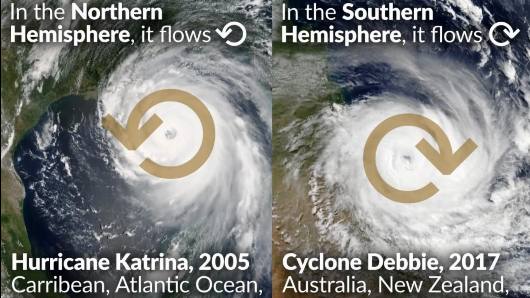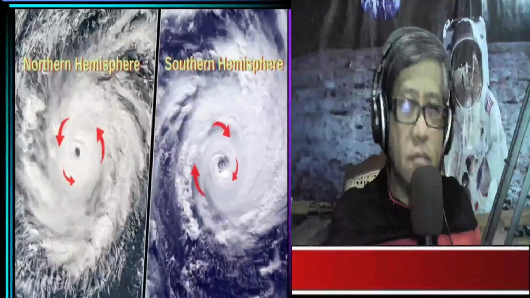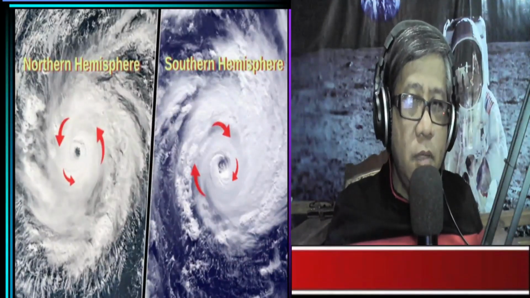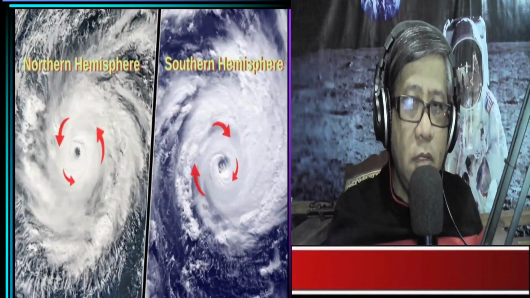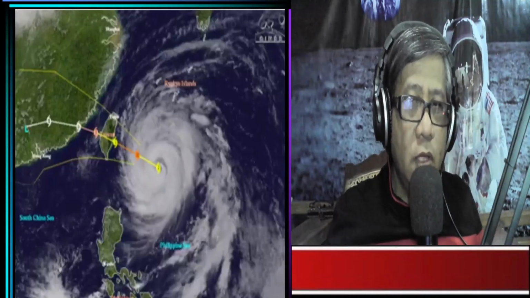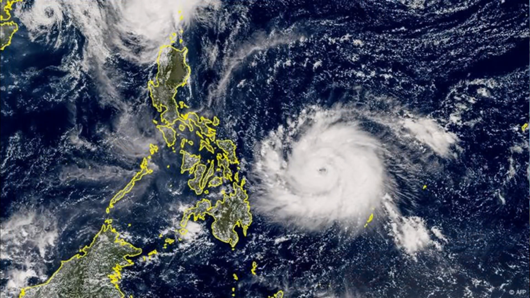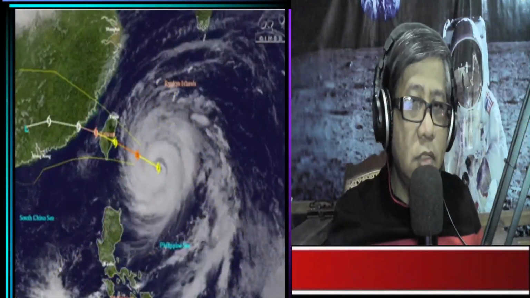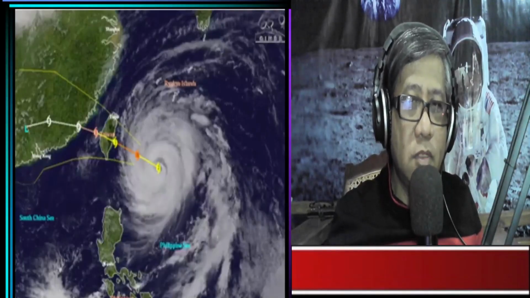So in the northern hemisphere, you will notice that the cyclone spins in a counterclockwise direction. And in the southern hemisphere, a cyclone spins in a clockwise direction. Now, the spinning motion of a cyclone is due to the Coriolis effect. Everybody, kindly take a look at this satellite photo of a typhoon inside the Philippine area of responsibility. You will notice that the typhoon spins in a counterclockwise direction since the Philippines is in the northern hemisphere.